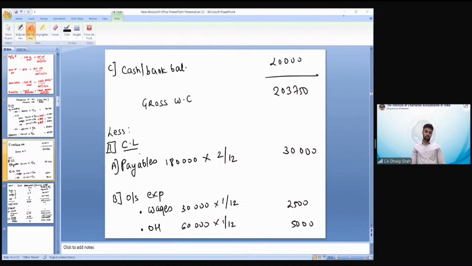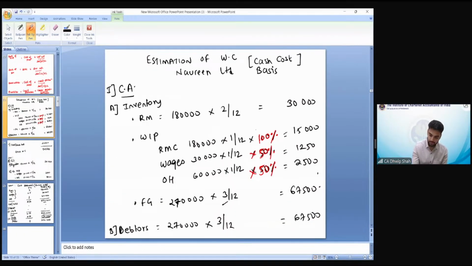So 166,250 is my working capital estimation. Followed everyone? So you should know WIP. The reason to leave so much space between WIP and FG was this, to explain to you the difference between WIP and FG. Did everyone understand? Any doubts?